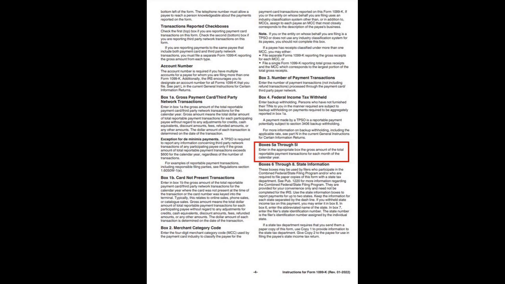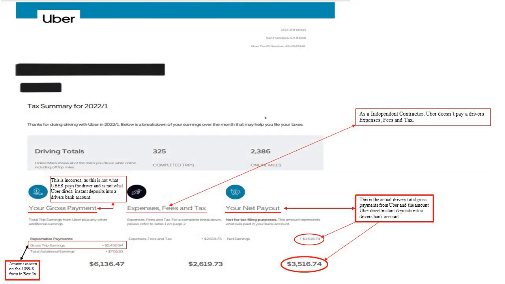So that means Uber's payment transactions to you, the driver, not Uber's payment transactions that they charged Uber customers or Uber riders. So let's move on to box 5A of the 1099-K form and look into it a little bit deeper. In doing so, we will pull up the Uber tax summary for January 2022 that corresponds with the 1099-K from Uber as reported to the IRS.